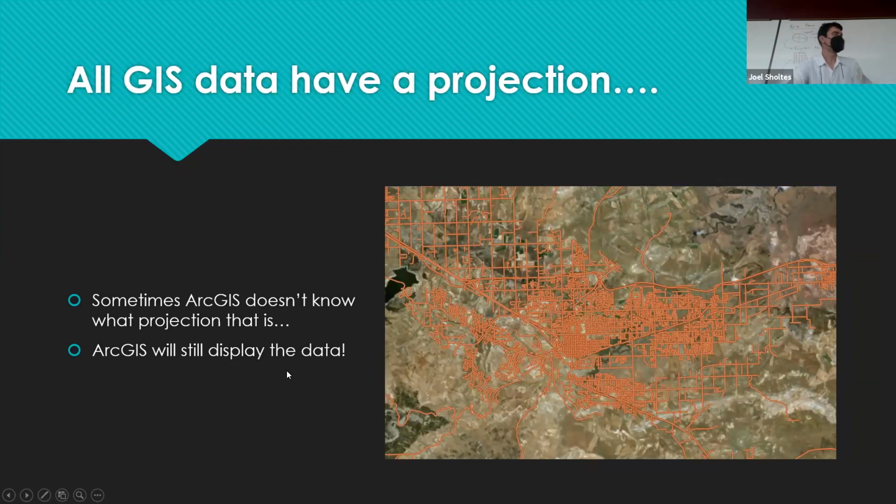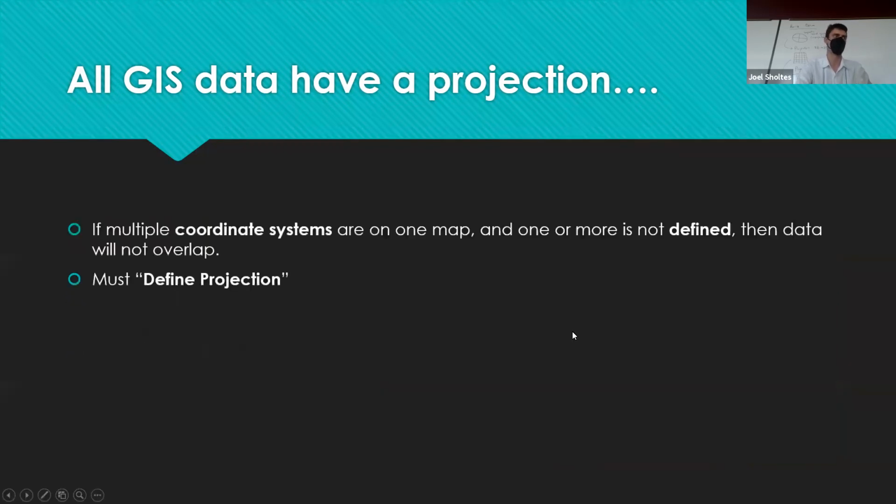Okay, so we'll do this exercise together. We got about 15 minutes. So go ahead and get on your computers and we'll do a walkthrough of basically taking some unprojected data, and ARC will plot it in a funny place. And then we'll figure out how to set the projection so that it plots where it should be, all right?